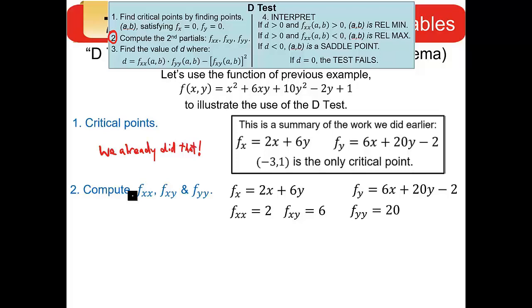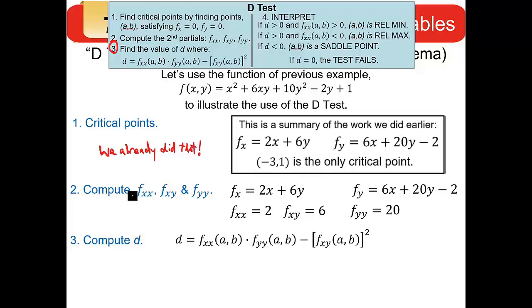Now, if you're still having trouble doing partial derivatives, you need to pause this and go back and correct that problem before you come back here. I'm assuming you've got the basics of simple partial derivatives down. In any case, we've got the second partials that we need to compute d. So now we're ready to go to step 3, which is to find the value of d.